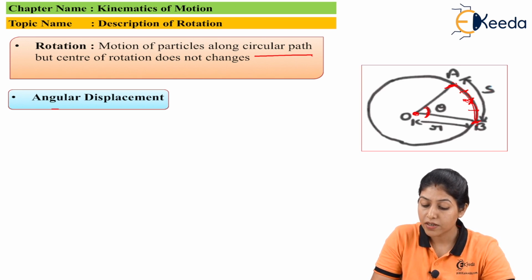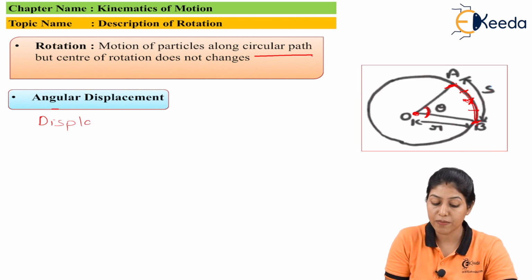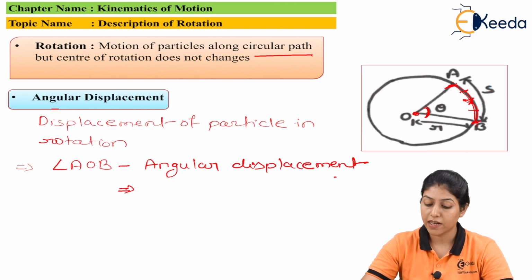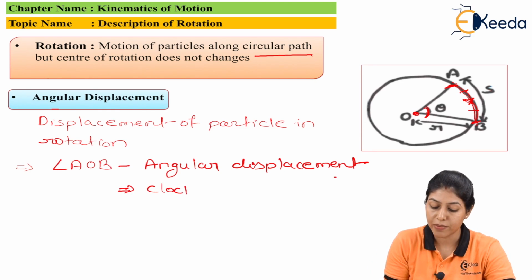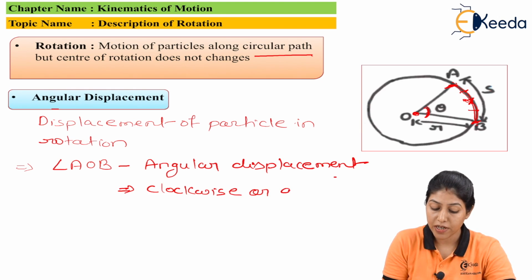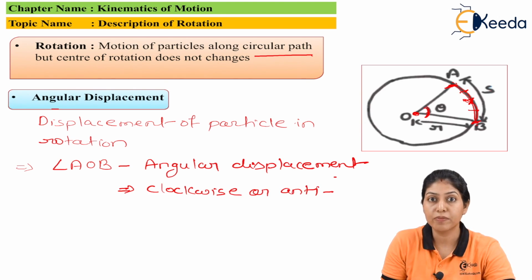So here the displacement from A to B of the particle is generally represented as the angular displacement, because it is represented by the angle theta. So this angle AOB is representing the angular displacement, and the direction of the angular displacement can be clockwise or anti-clockwise.